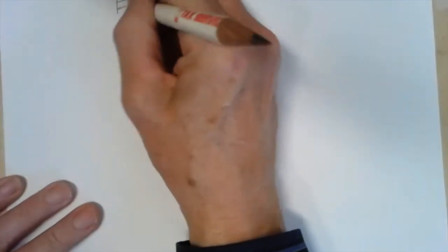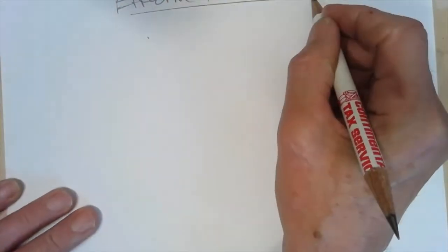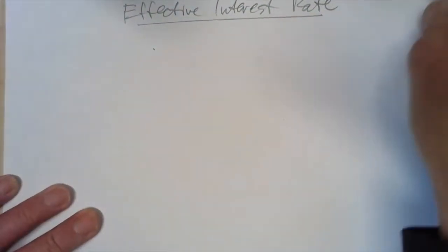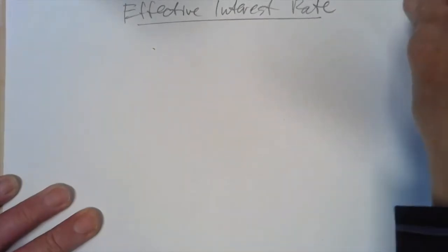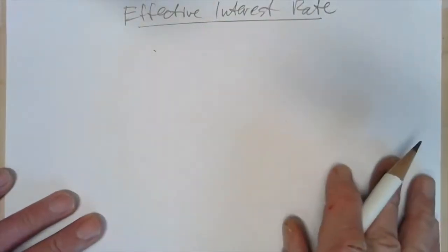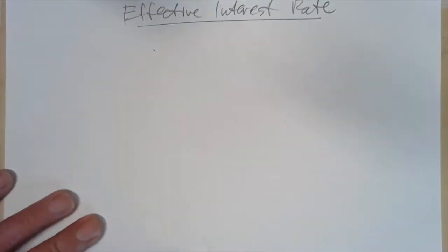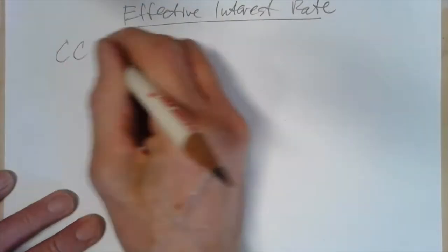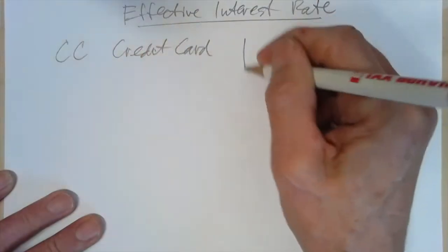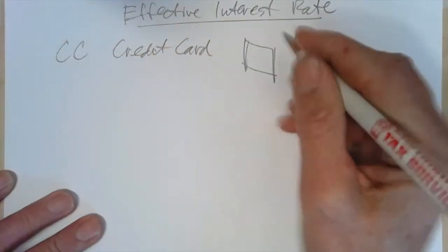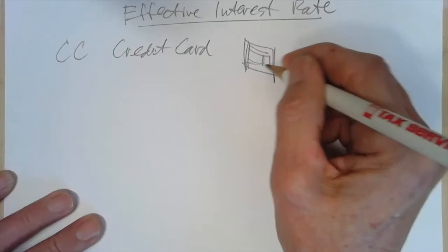Now we're going to talk about effective interest rate. First of all, I think the effective interest rate really is most commonly used when you have loans, but also investments. But let's take an example of a credit card. How does a credit card work? You've got this piece of plastic, okay?